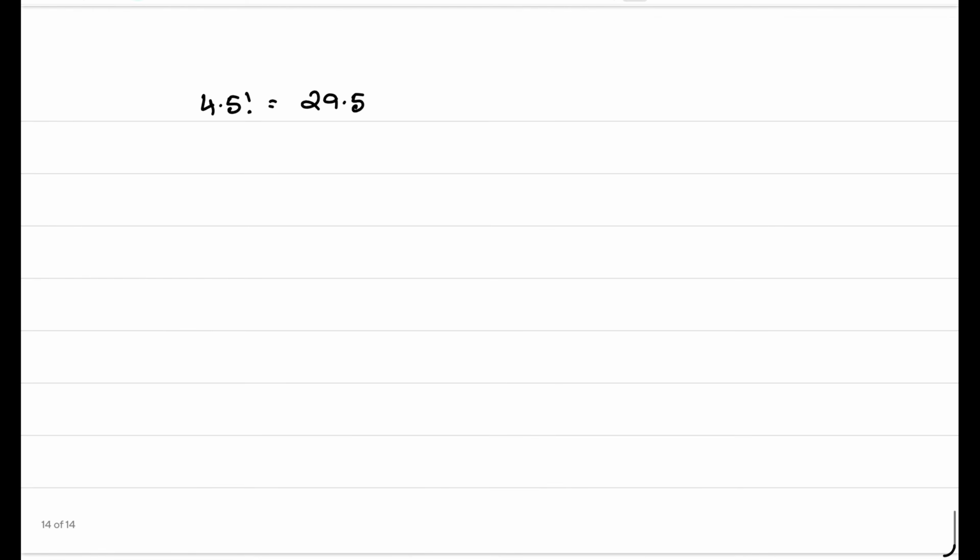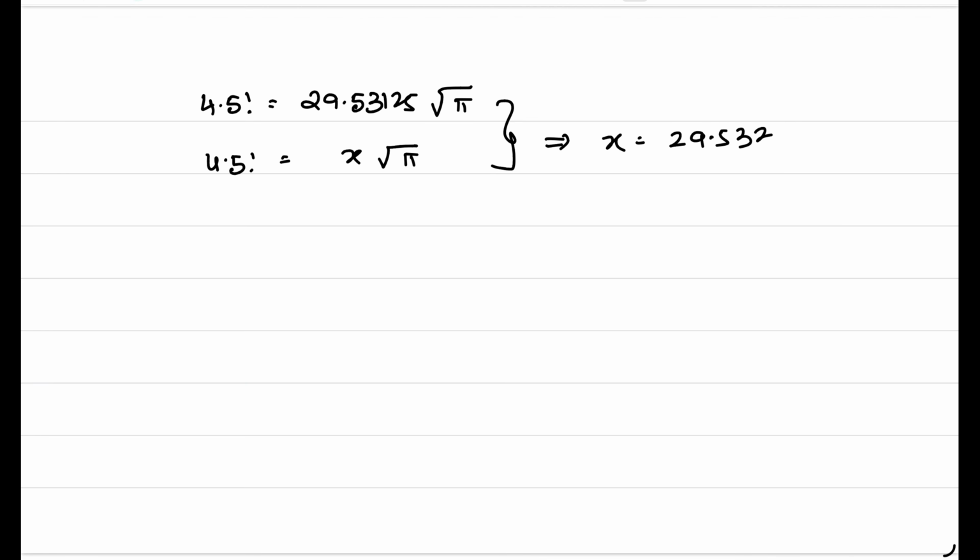Therefore, 4.5 factorial is equal to 29.53125 square root of pi, that is equal to x into square root of pi. From these two we get the answer, x is equal to 29.53125, which involves greatest integer x is equal to 29. This is the answer.